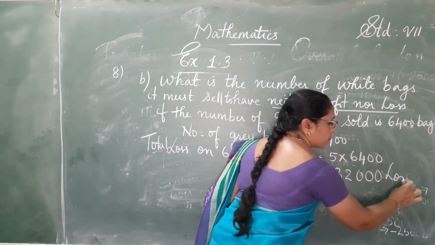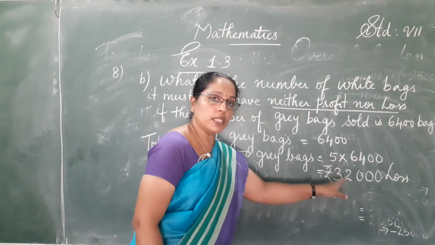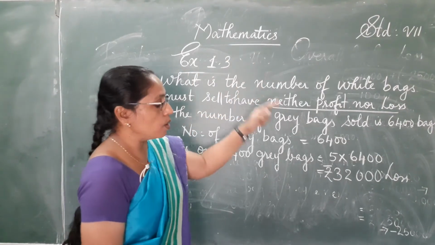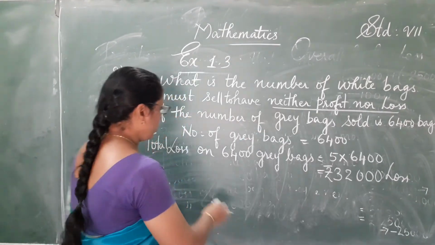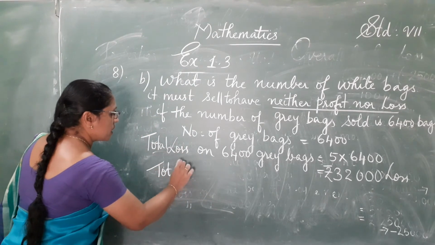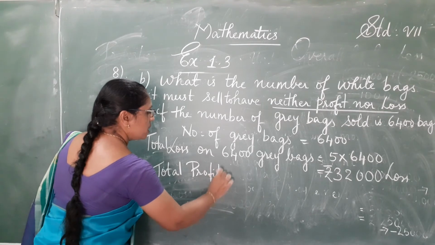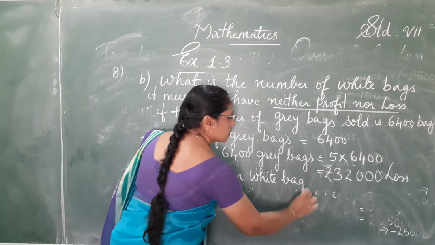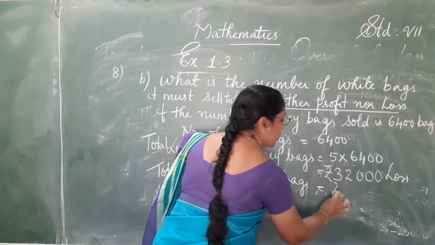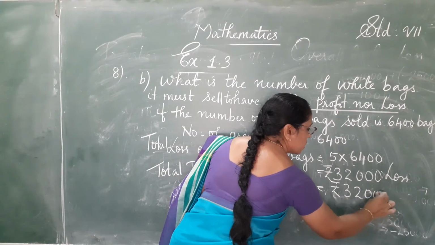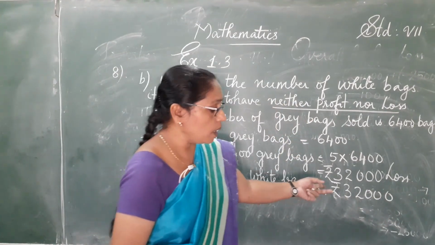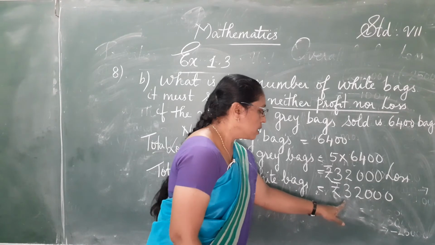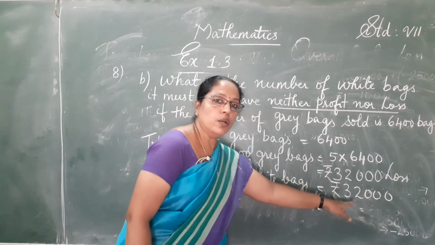This is loss. Okay. So when loss has come 32,000, the profit also should come 32,000. Profit of the white bags sold also should come 32,000. So total profit on white bags, that also will be the same, rupees 32,000. When total profit and total loss come same, then only we can say neither loss nor gain, no profit. So we got total profit on white bags also rupees 32,000.